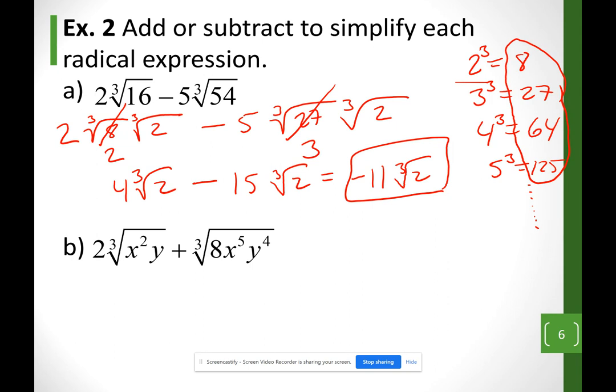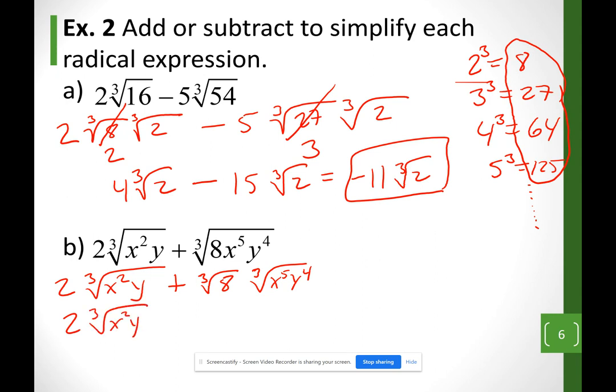Looking at example B. I have my 2 in the front. I have no numbers. Then I have cube root of x squared y. Plus, I have the cube root of 8. And then cube root of x to the 5th, y to the 4th. I just want to separate numbers and letters. On my first one, I didn't have a number on the inside. Now, I cannot simplify my first radical anymore because my exponents are smaller than the root. Remember, I go exponent divided by the root. So in this case, I just get 2 cube root of x squared y. That's all I can do.